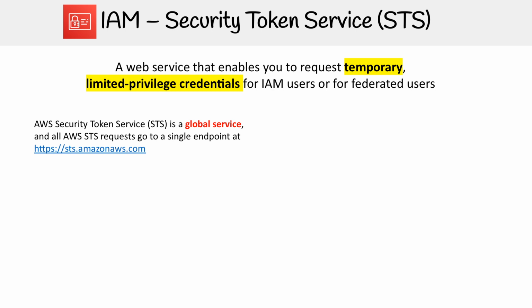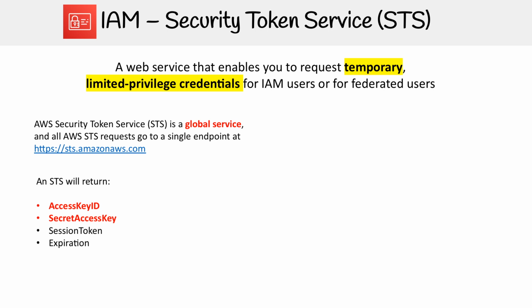If you were to go into the AWS console and type in STS, nothing will come up because you can't access it through the console. You can only access it programmatically. And there's actually an endpoint for it: sts.amazonaws.com. That's where all the requests get generated.